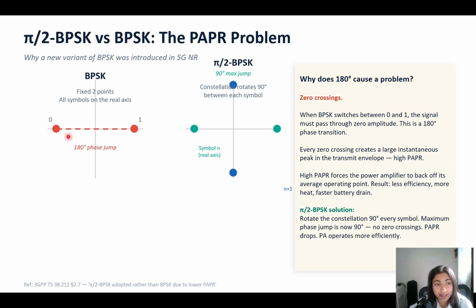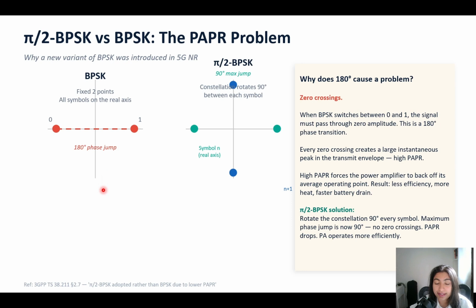So standard BPSK has two constellation points. There is this point 0 and then we have point 1. And this corresponds to +1 and -1, corresponding to the bits 0 and 1. When the transmitted symbol switches from 0 to 1 or from 1 to 0, it has to go through this zero crossing. So at zero crossing or zero amplitude, there is a sudden change in the signal envelope.